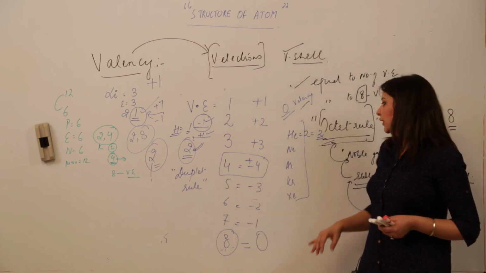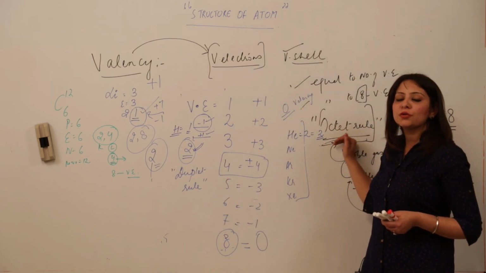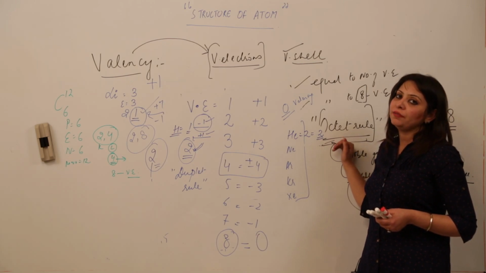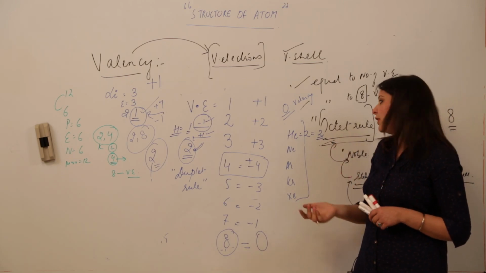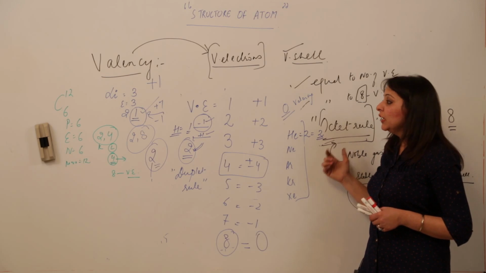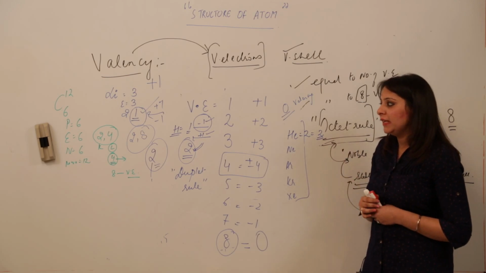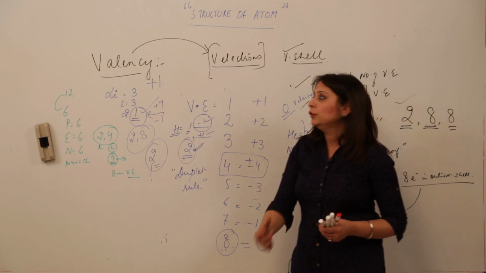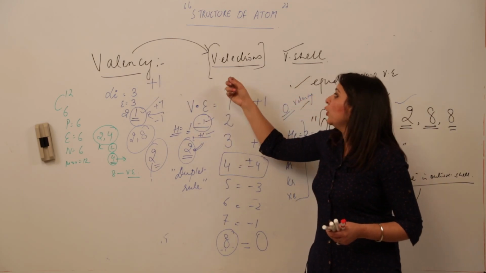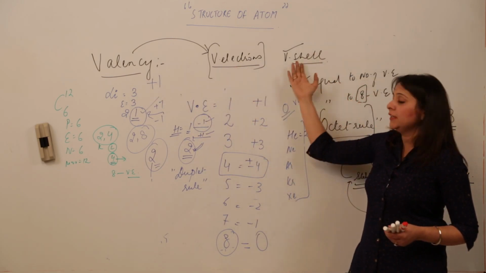Otherwise all atoms need 8 electrons in their outermost shell, and for that they shuffle electrons by losing, gaining or sharing. So this is the octet rule. This is how you can calculate the valency. I am repeating it again in a short note. Valency depends upon valence electrons. Valence electrons are present in the valence shell.